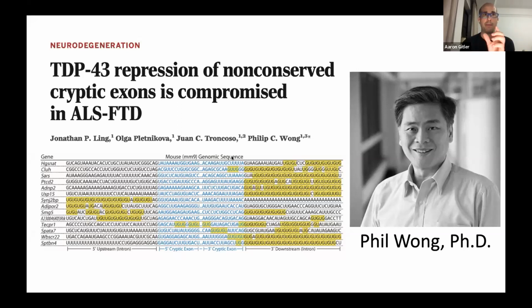They could introduce new peptide sequences that could cause trouble. Importantly, these are non-conserved. So if you do this experiment in mouse and you do it in human, you get cryptic exons, but they're different ones. So the specific ones are different. So what are the ones that TDP-43 regulates in human?